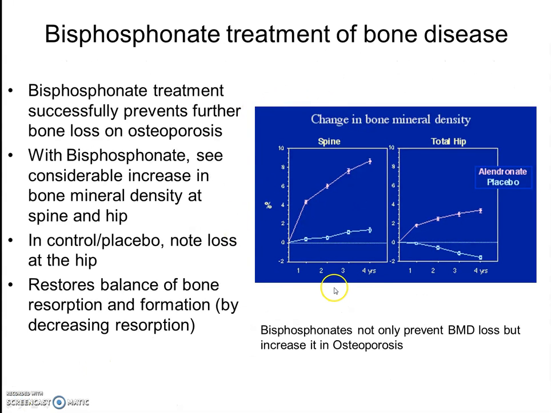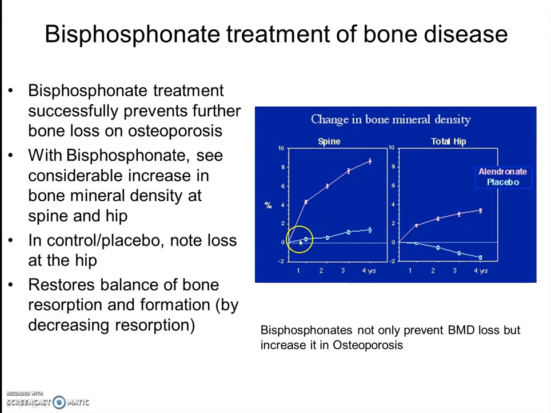So what this graph is showing here is the effect of treating with bisphosphonates for a period of time on bone mineral density. So this graph here shows the percent change in bone mineral density at the spine and the hip. This is a time period in years, and we've got alendronate, which is a bisphosphonate, and the placebo, which is obviously no treatment. And what we can see is quite a considerable increase in spine bone mineral density in patients that are on alendronate versus a placebo, where bone mineral density does go up very, very slightly.